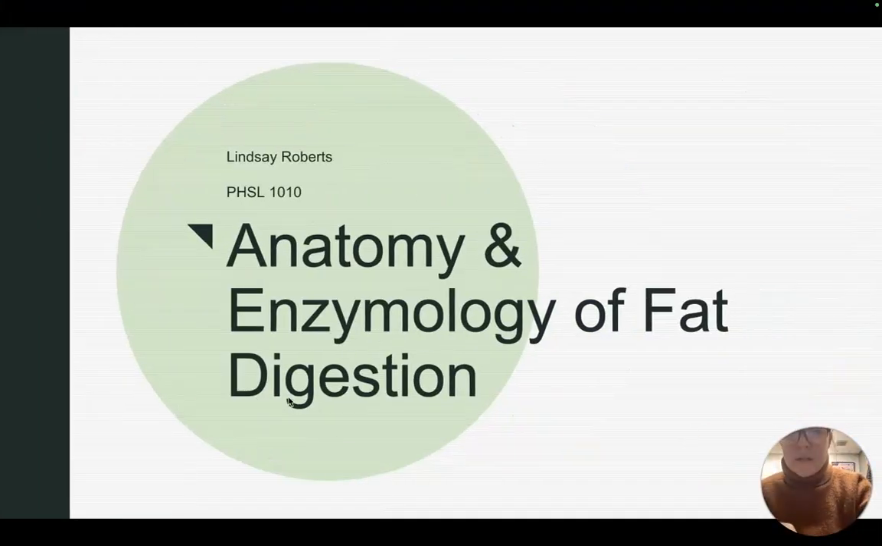And I will be presenting on the anatomy and enzymology of fat digestion.